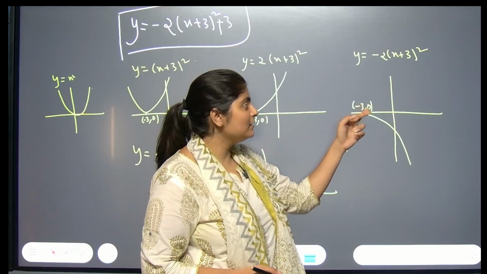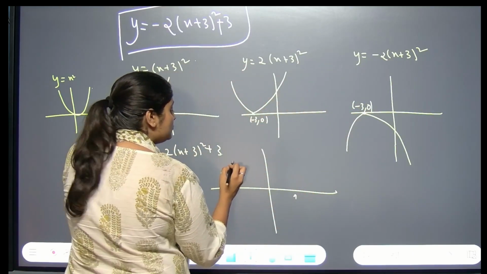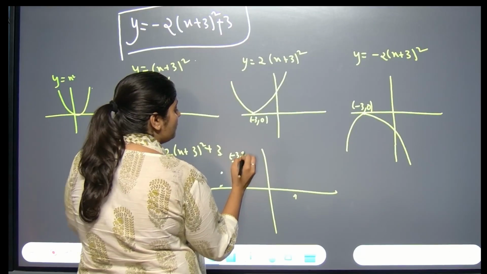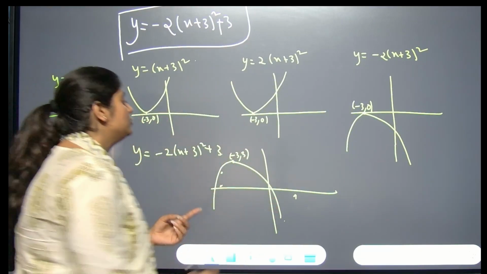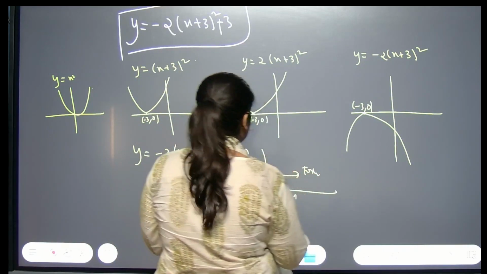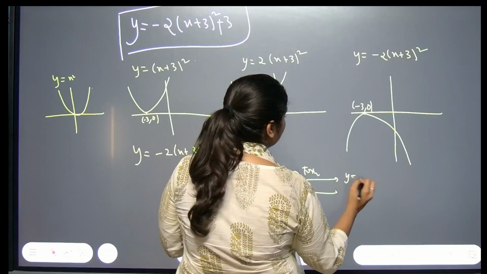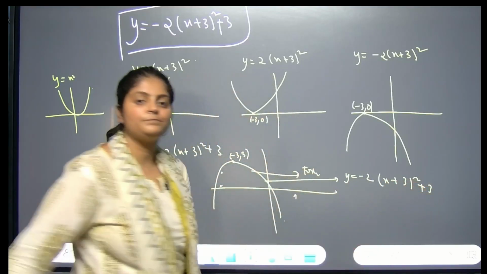This is the vertex minus 3 comma 0. The graph would shift 3 units upward. The vertex would become minus 3 comma 3 and our graph would become like this. So this would be our fully transformed graph. This is the graph of y equals minus 2 times (x plus 3) whole square plus 3.